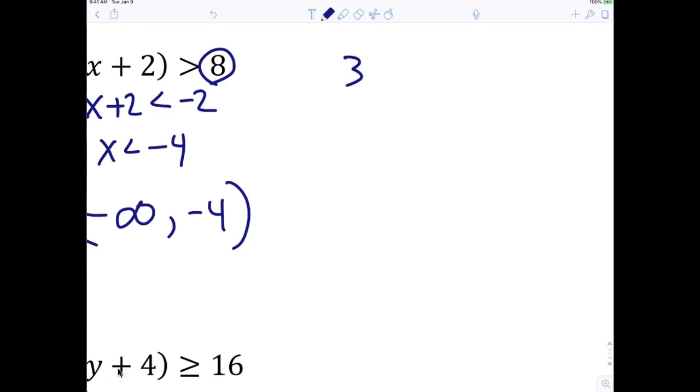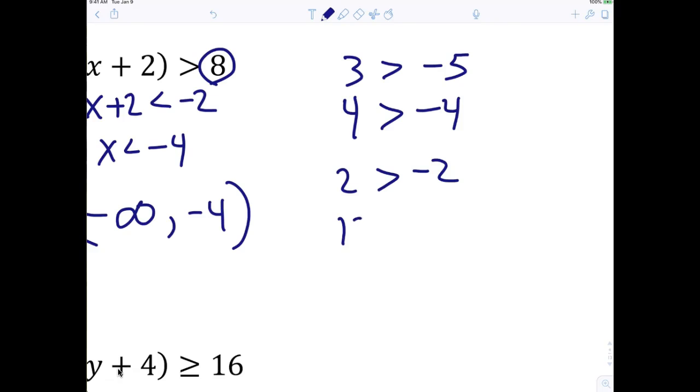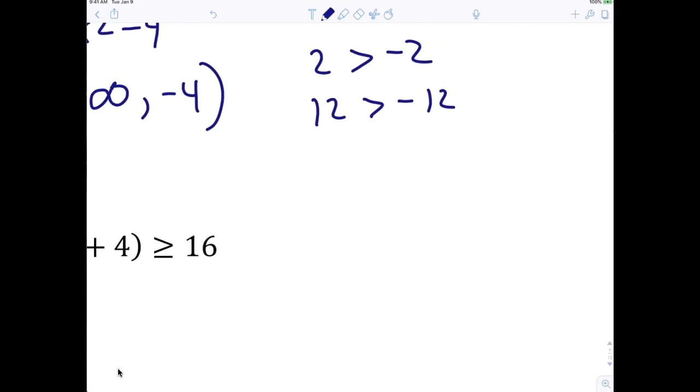Does everybody agree 3 is greater than -5? Yeah. If I add 1, does everybody agree 4 is still greater than -4? If I divide by 2, 2 is greater than -2. It's still a true statement, right? If I multiply by 6, 12 is greater than -12. Do you agree with that? So it's still true. Now watch what happens if I divide by 3, or divide by -3.